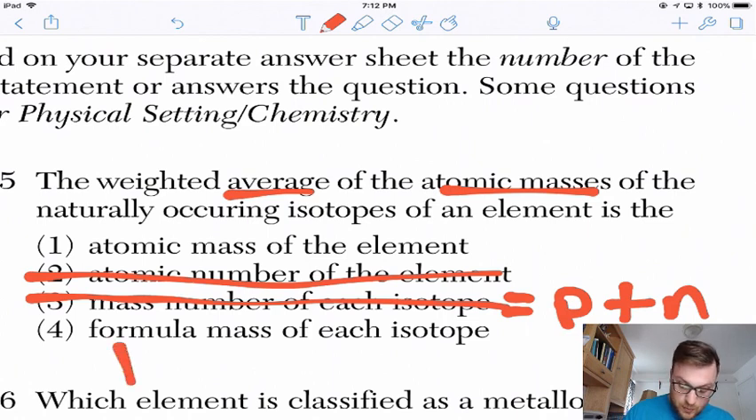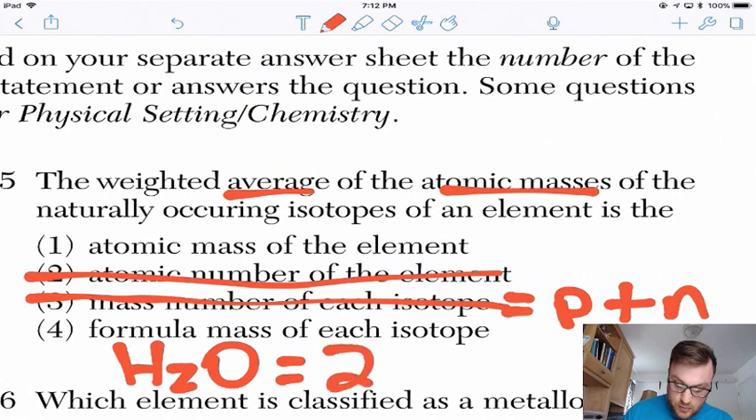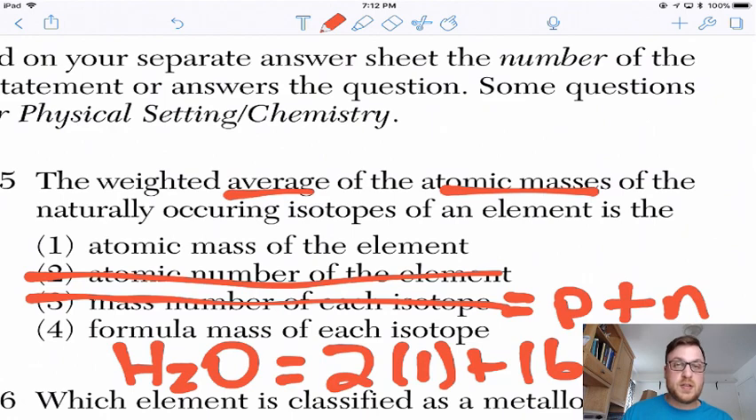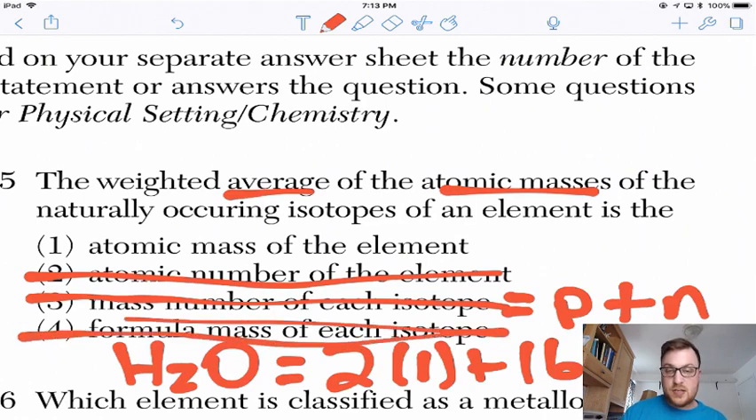So for example, you would say the formula mass of H2O is 2 times 1 plus 16. The 2 means the 2 hydrogens. The 1 means the hydrogens weigh about 1 each. And then that 1 oxygen is 16 atomic mass units, or 16 grams, however you want to think about it. And that is the formula mass, which are not isotopes. Isotopes, as we saw in the previous question, are same element, different mass.